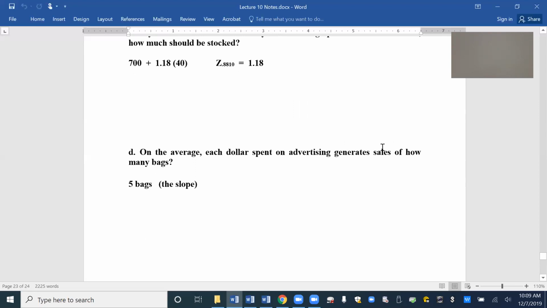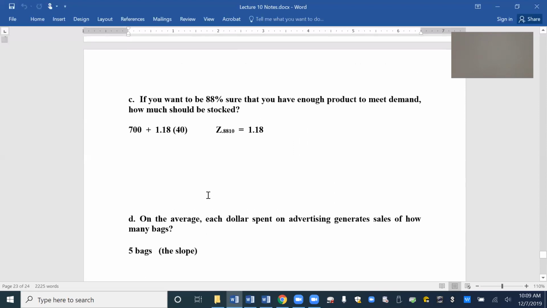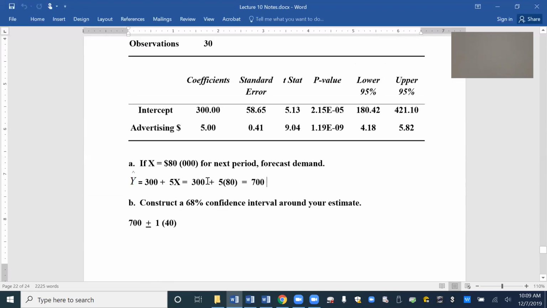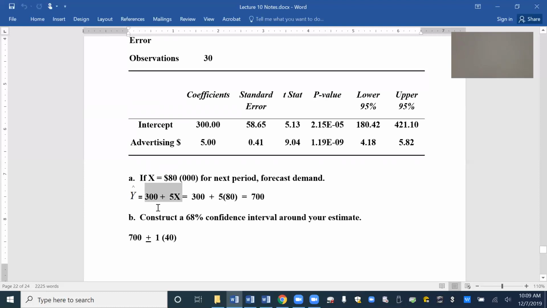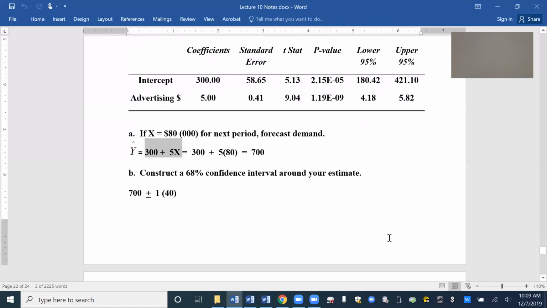On the average, each dollar of advertising generates how many bags of chips sales? Okay, so here's your equation. If I spend $1,000, I'd have sales of what? 305, right? $2, and I'd have 310. $3, I'd have 315. Every $1 increase in advertising generates 5 bags of sales.